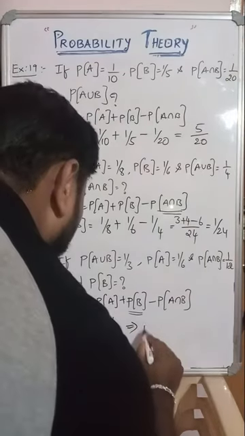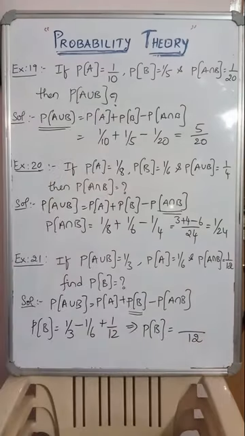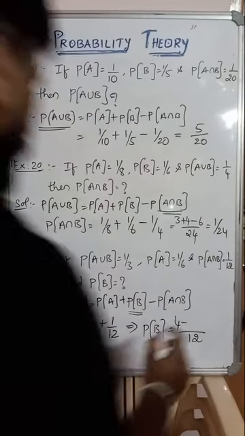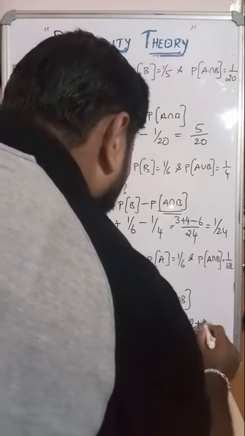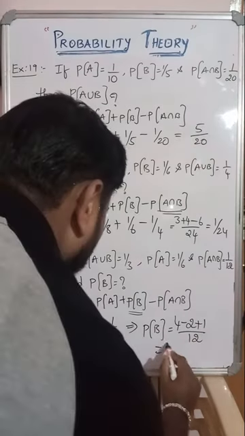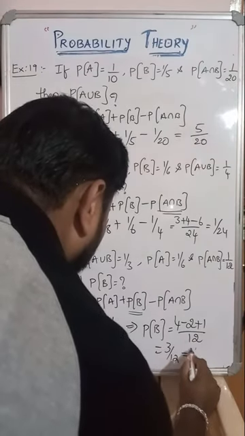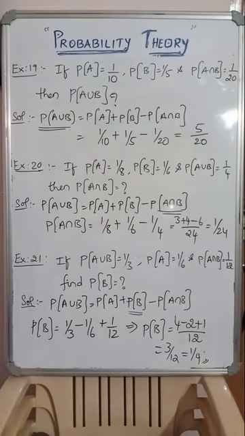How much will the LCM become? The LCM will become 12, and then 3 four times minus 6 two times plus 12 one time. 4 minus 2 is 2, plus 1 is 3, by 12, nothing but 1 by 4 is the answer. So this is 1 by 4.